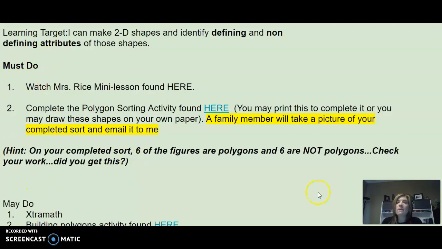This is your one must-do activity that you have today in math. You have some other may-do activities. I included a really fun building polygons activity that you can print out here, that you can do with some things that you have around your house.